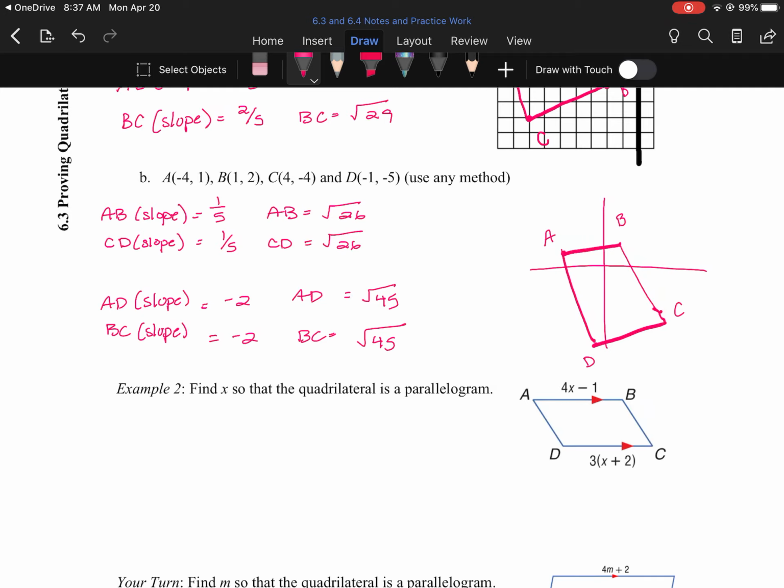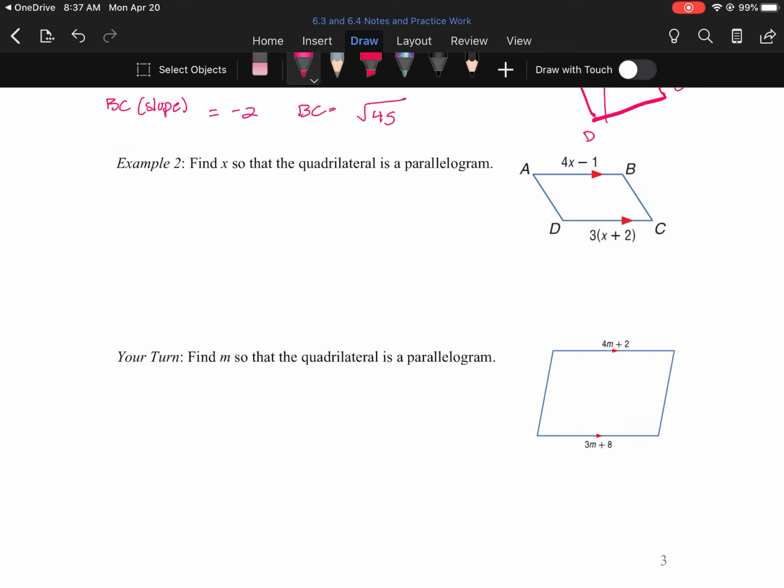All right, last example. Of course, we have to use a little bit of algebra here. It says find x so that the quadrilateral is a parallelogram. One of those facts, if you remember, is that it's a parallelogram if opposite sides are parallel and congruent. Well, we already know they're parallel because they put those 2 little arrows. So now we just have to find x so that those 2 are congruent. If they're congruent, that means AB will equal DC. So substitute in what we know. So 4x minus 1 equals 3 times the quantity x plus 2.